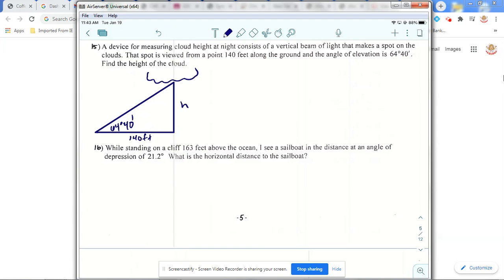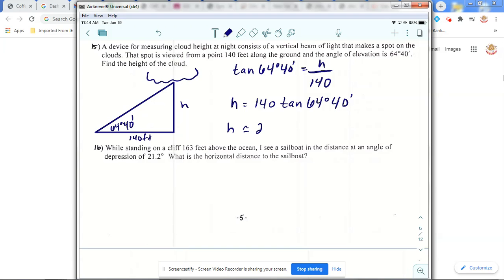All right, so we want the height of the cloud, so I'm going to call that h. You can call it whatever we want to. And the trig ratio that relates these sides to that angle is going to be the tangent. So the tangent of 64 degrees, 40 minutes is equal to the opposite over the adjacent. If the variable is up high, you're going to multiply. And then to type that in, we should get this cloud is 295.73 feet.